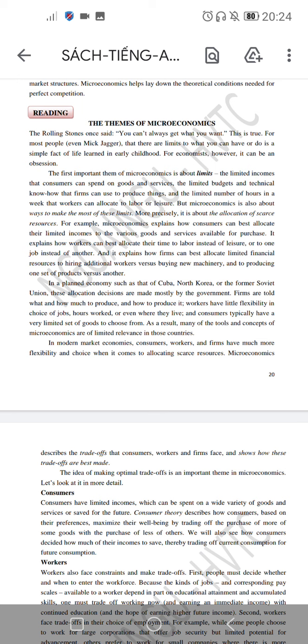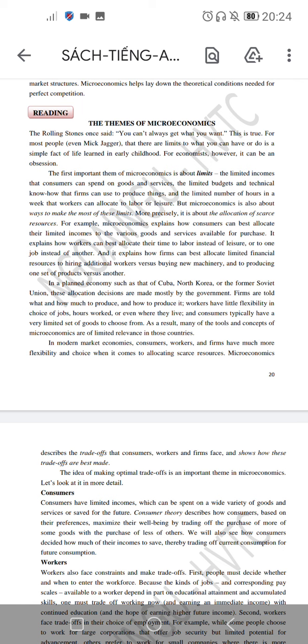For example, microeconomics explains how consumers can best allocate their limited income to the various goods and services available for purchase. It explains how workers can best allocate their time to labor instead of leisure, or to one job instead of another. And it explains how firms can best allocate limited financial resources to hiring additional workers versus buying new machinery, and to producing one set of products versus another.